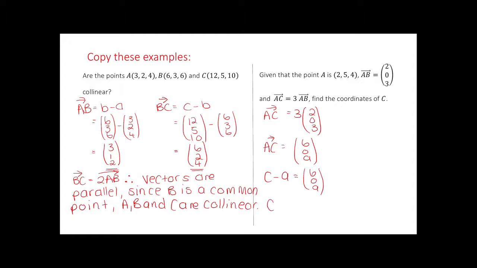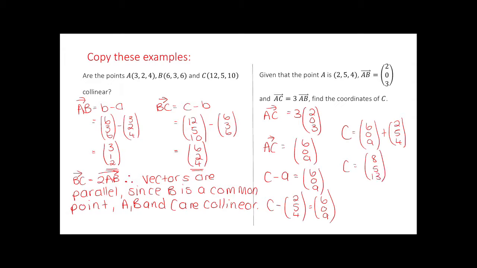And we were given the components of A. So C minus 2, 5, 4 must be equal to 6, 0, 9. Now, you can just solve that straight off from there to find C, or if you wanted to, you could continue it as an equation. So we are saying that C must be equal to 6, 0, 9 plus 2, 5, 4. So C must have components 8, 5, 13.